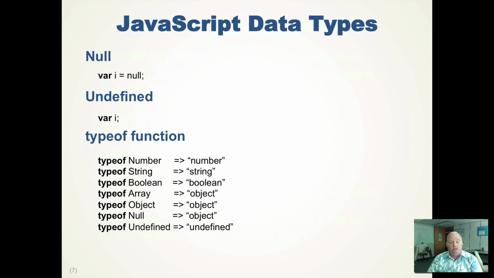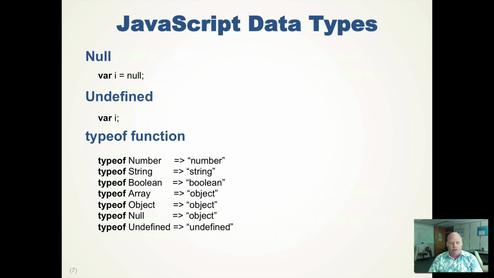There's a very nice function in JavaScript that returns the type of a particular variable. So if you ask the type of a number, you get the string number back. If you ask for a string, you get the word string. So you get boolean. Arrays are actually objects. Objects are objects. And null is actually an object. So if it is of type null, you get back the string object. Notice though that undefined returns undefined. So that's a nice way of checking to see whether or not the variable was initialized to something.